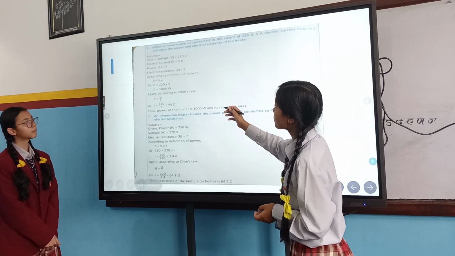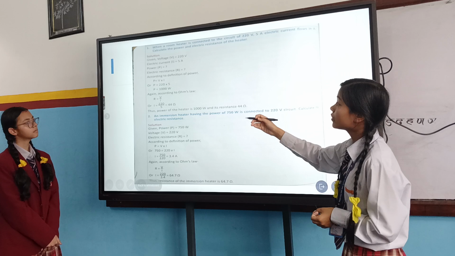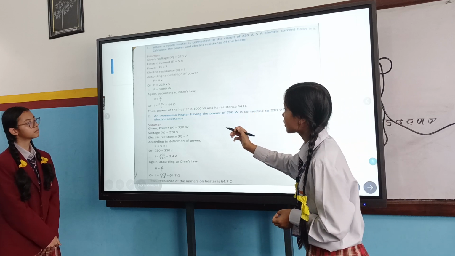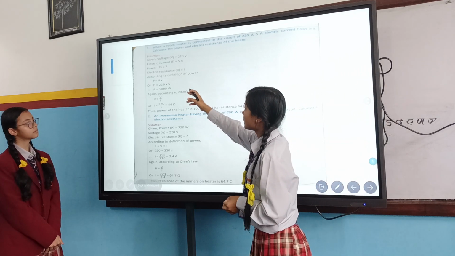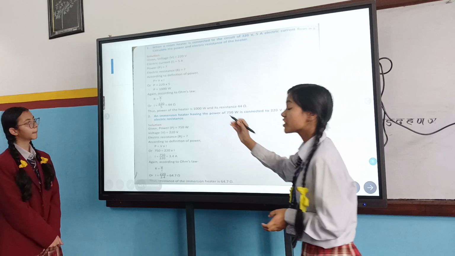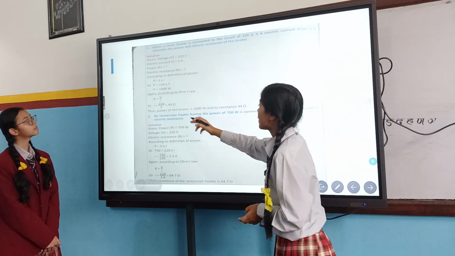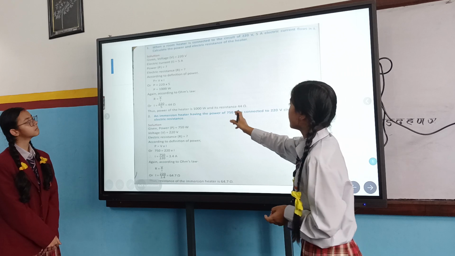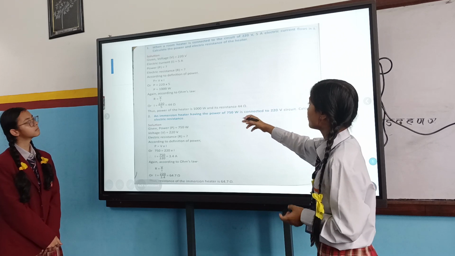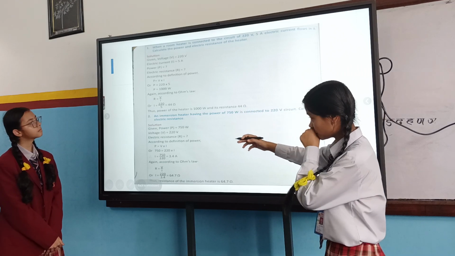Again, according to Ohm's law, resistance is equal to voltage upon I, that is, electric current. That means here we are multiplying, here we are dividing. It can be easier for us to remember the formula also. And 220 divided by 5 will be 44 ohm. This symbol is omega, but we generally call it ohm.